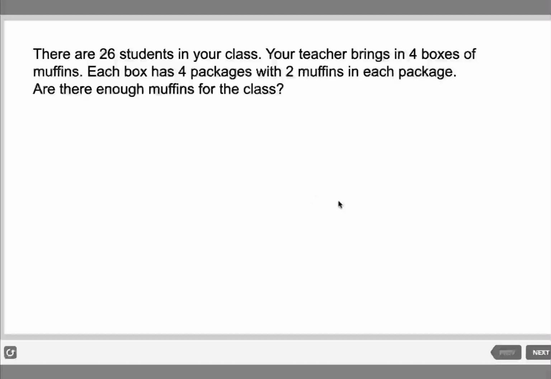And the question is, there are 26 students in your class. Your teacher brings in 4 boxes of muffins. Each box has 4 packages with 2 muffins in each package. Are there enough muffins for the class? Oh, I don't get it. So we need to try to understand what we have here.